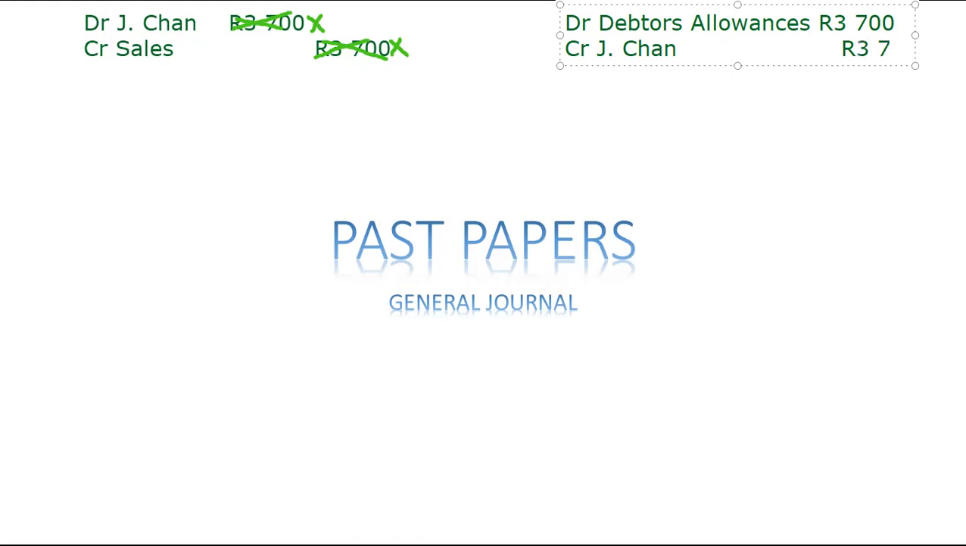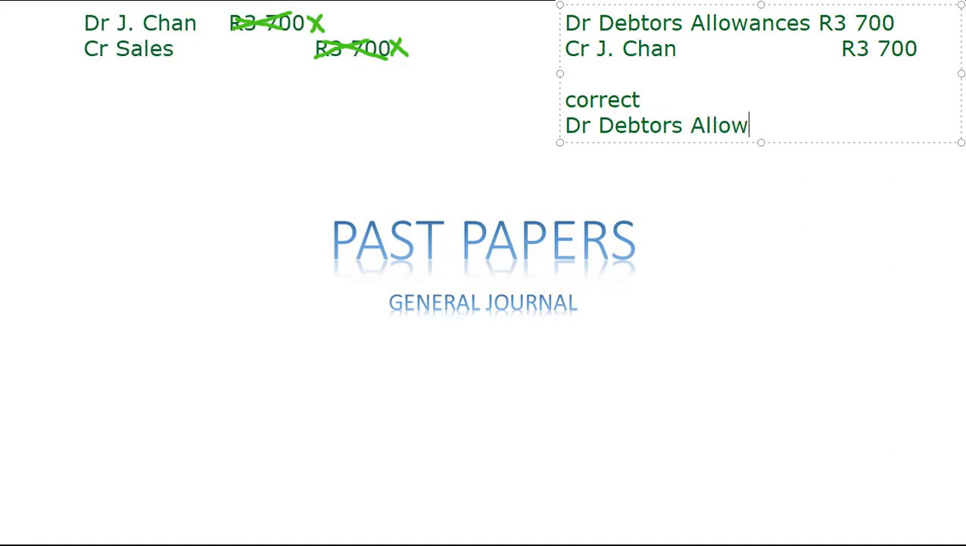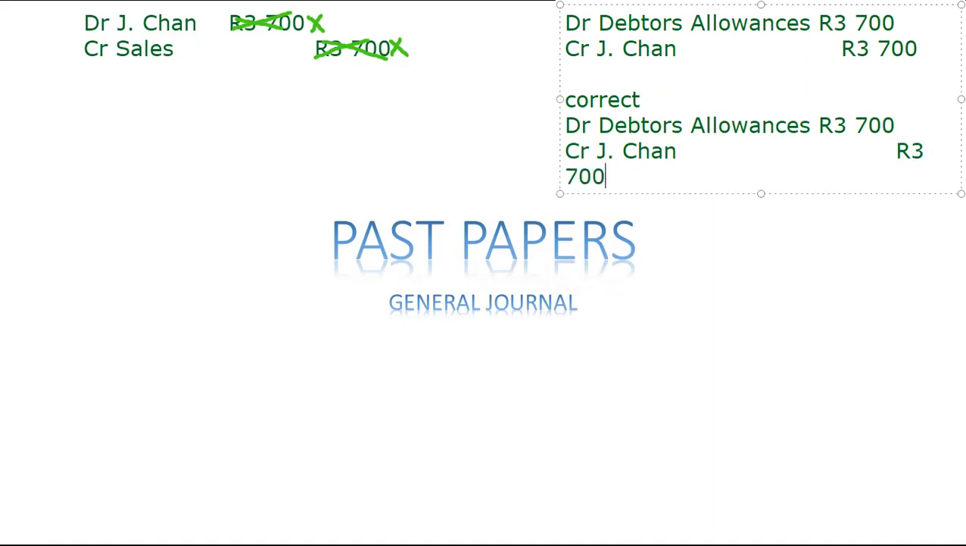by 3,700. The mind works in a funny way because I should have seen this, especially when I was canceling them out. Now, this is the correct entry that was supposed to have been made, which is debit debtors allowances. It'll be that 3,700 Rand, and then you credit J Chan, which is that 3,700. Okay.